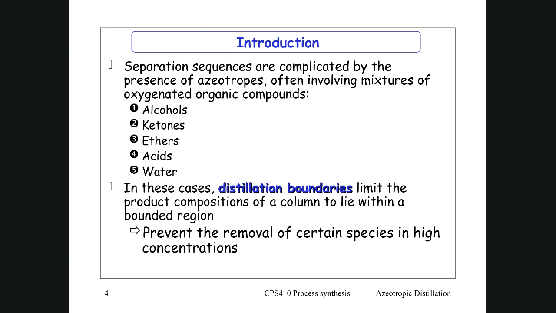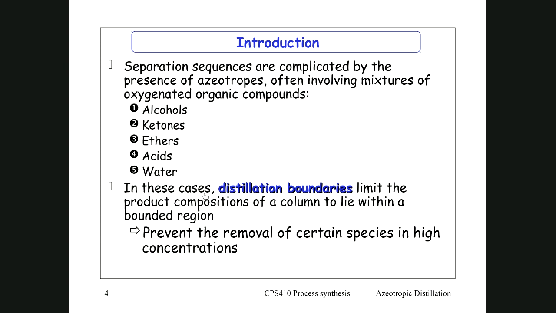Okay, so separation sequences are complicated by the presence of azeotropes. And azeotropes are often formed when you have mixtures of oxygenated organic compounds. So the oxygenated compounds, alcohols, ketones, ethers, acids, and water. That will very often involve water. And one of the most common azeotropes that we know is the water ethanol azeotrope, which occurs at about 96% alcohol, 4% water.